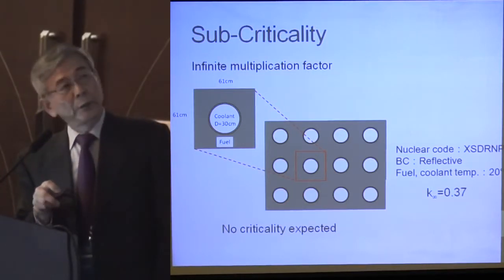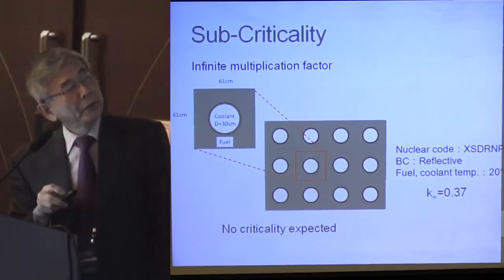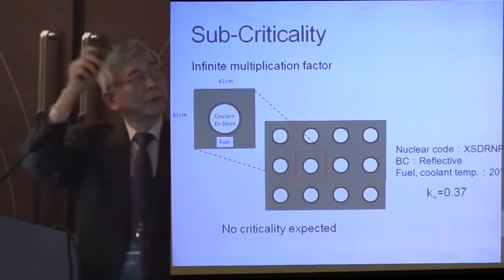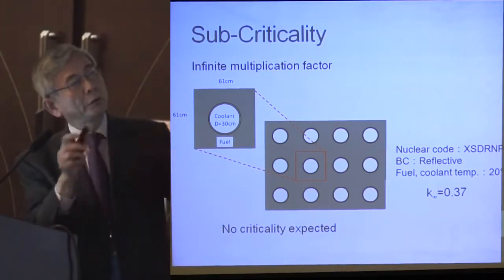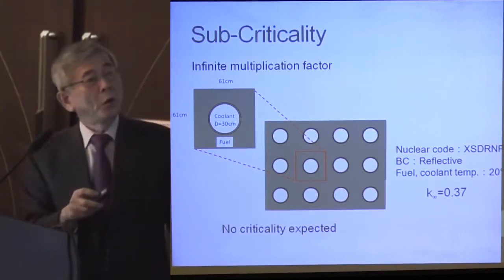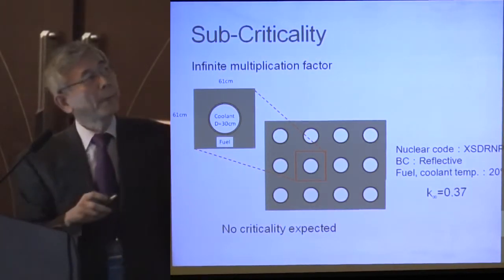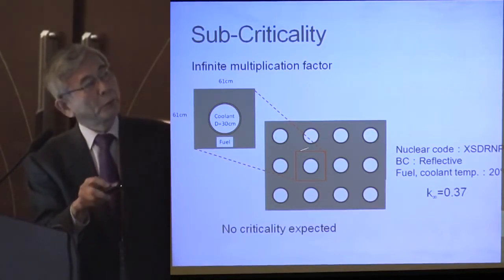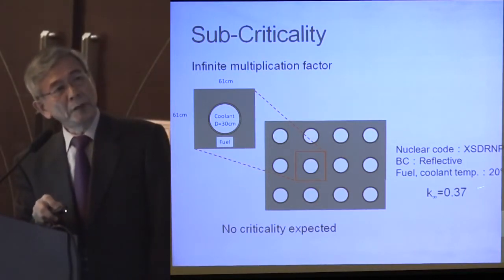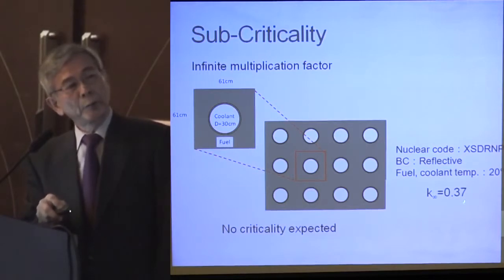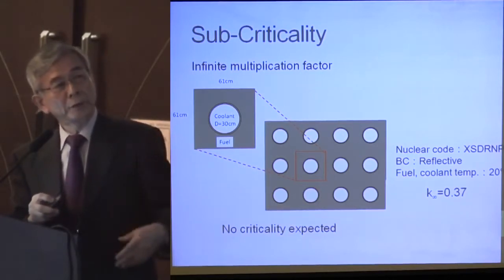So we calculated with a nuclear design code, extreme PM, and the condition is infinite height, and the horizontal boundary condition is reflective. So the result is K infinity, that means infinite multiplication factor. We take out this one cell and calculate. And K infinity at the temperature 20 degrees Celsius is 0.37. So we don't have to worry about the criticality.